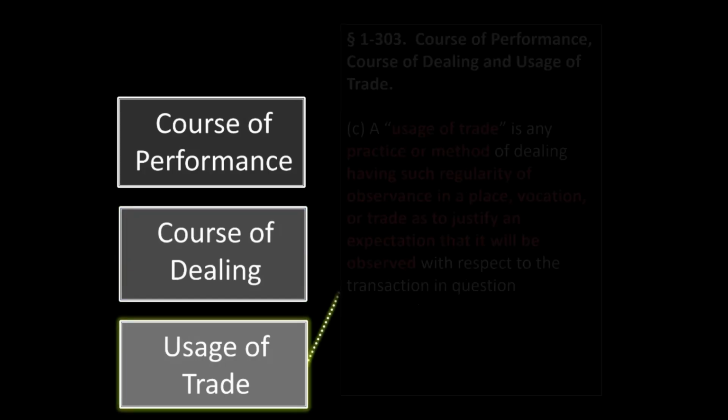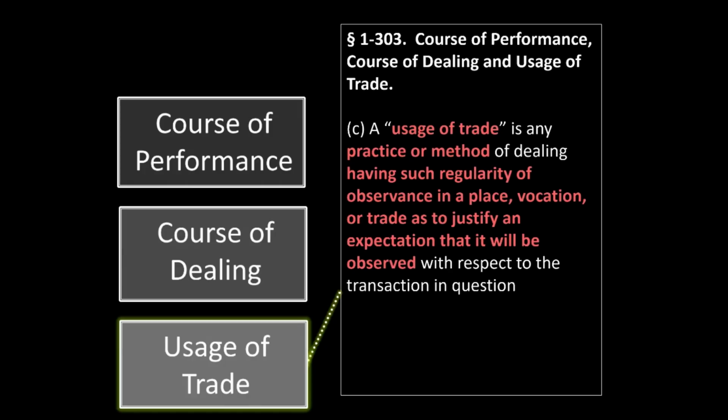Finally, usage of trade. Usage of trade is defined as any practice or method of dealing having such regularity of observance in a place, vocation, or trade as to justify an expectation that it will be observed with respect to the transaction in question. Unlike course of performance and course of dealings, usage of trade has nothing to do with the conduct of the parties to the contract. Instead, usage of trade is all about regular practices or lingo of a particular industry, custom that is so commonplace in that industry that we could reasonably expect the parties to this contract intended those customs to apply to their transaction.